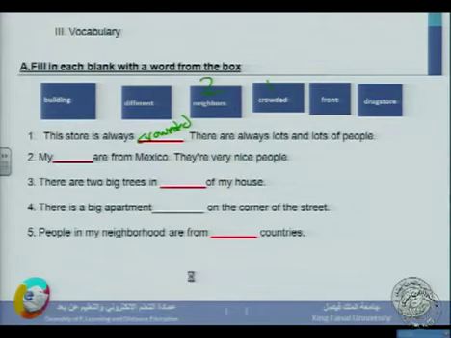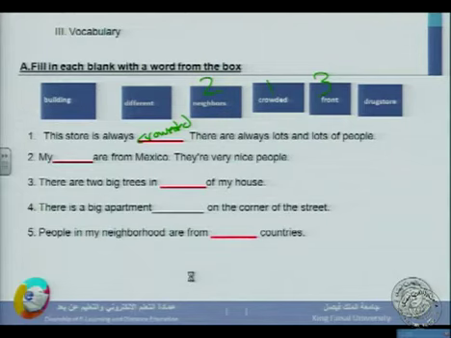So here is number 2. Here's number 1. Neighbors, جيران. My neighbors are from Mexico. They are very nice people. لطفاء. There are 2 big trees in front of my house. فبنحكي front of في المقدمة. هذه أيضا من حروف الجر اللي أخذناها المرة السابقة.